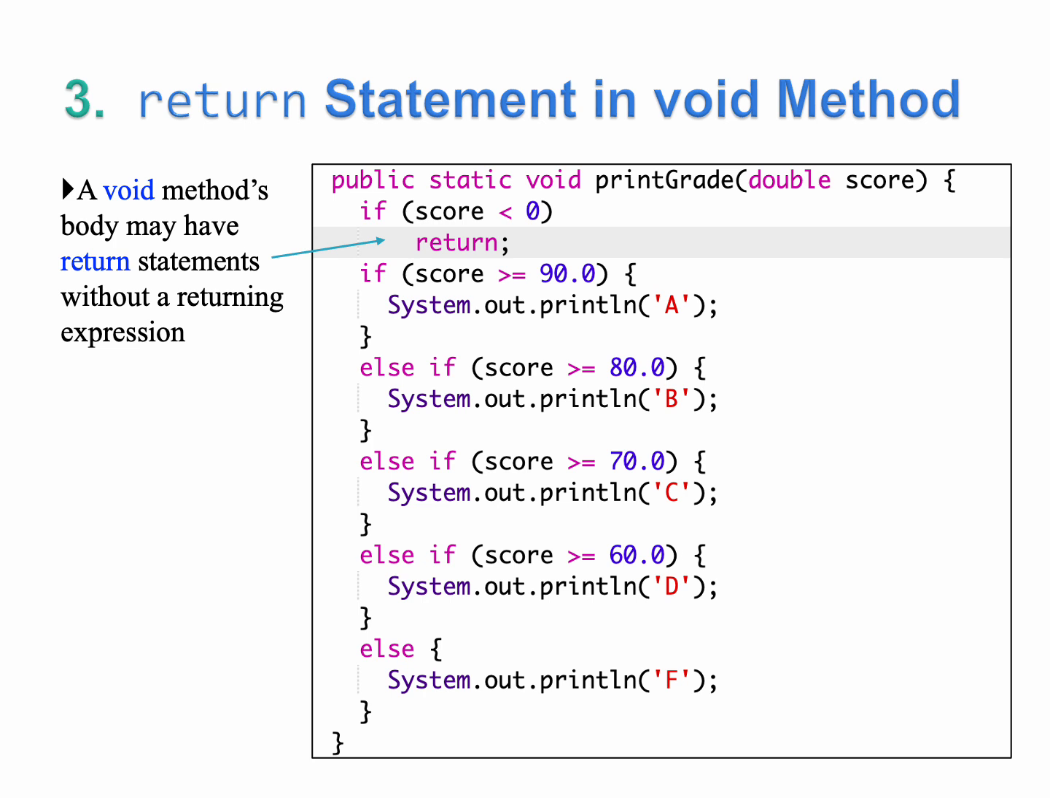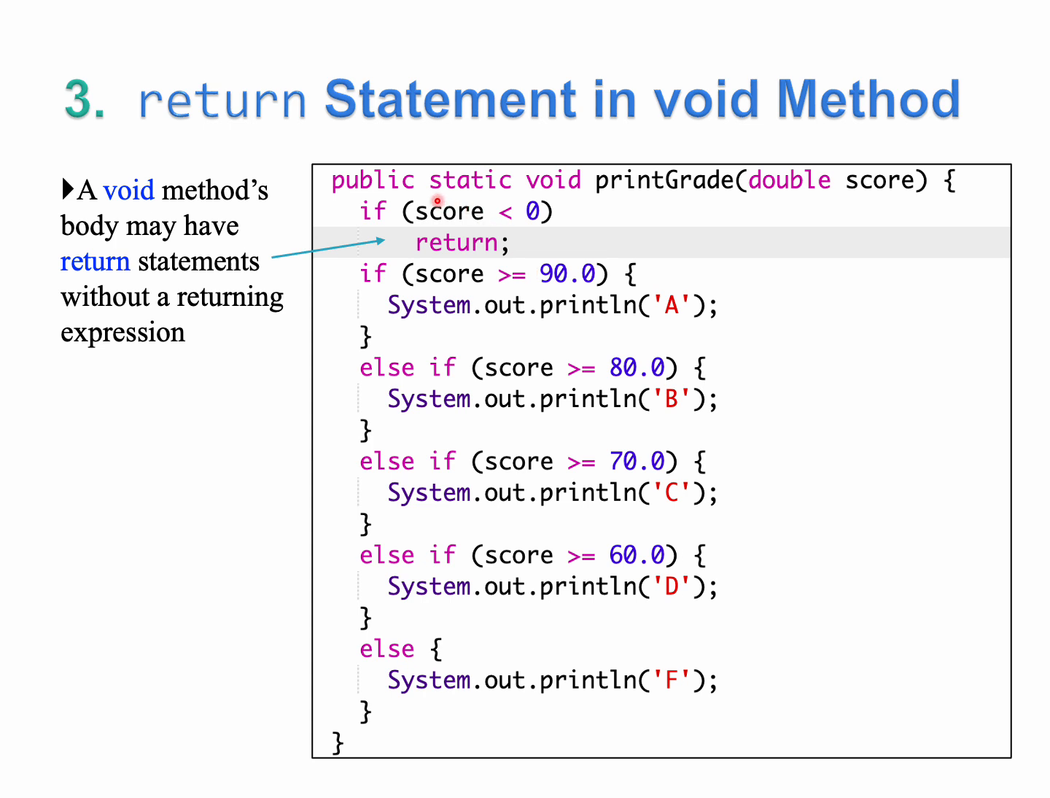Note that a void method's body may also have return statements but without a returning expression. For example, here is a void method that displays a grade. It takes a score, which is a double value, as a parameter, and so it will display letter grade A, B, C, D, or F.